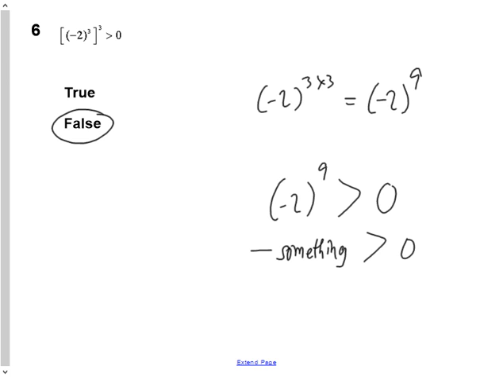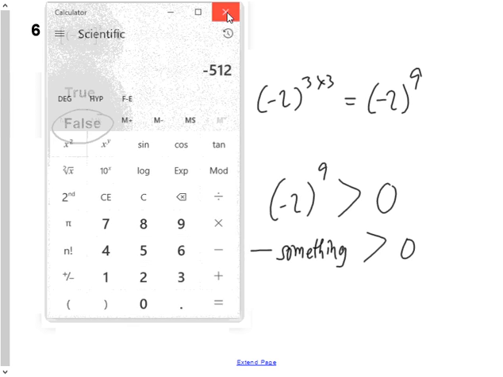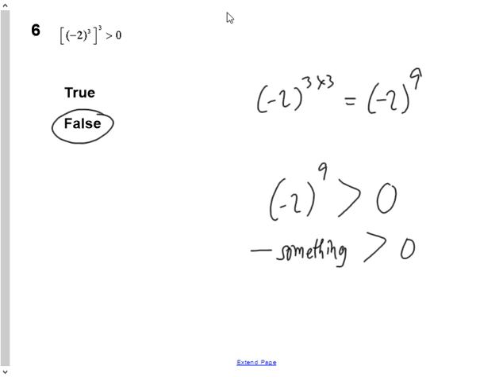Just for the record, negative 2 to the exponent of 9. I thought I would take this and go, what is negative 2 to the exponent of 9? It is negative 512. But I like negative something better because it shows your number sense understanding a little bit more.